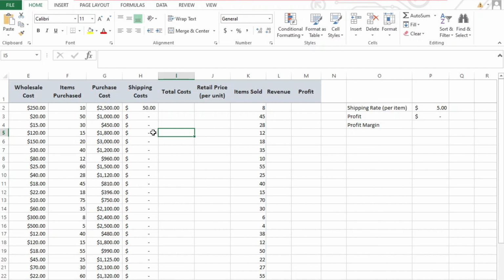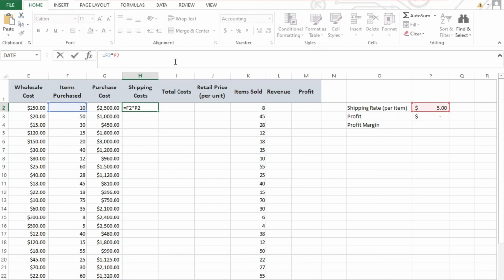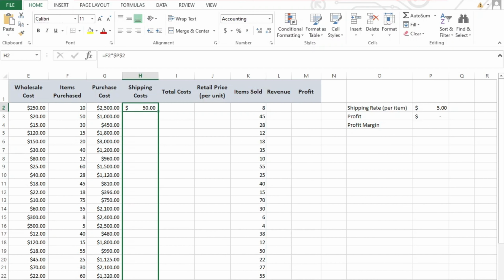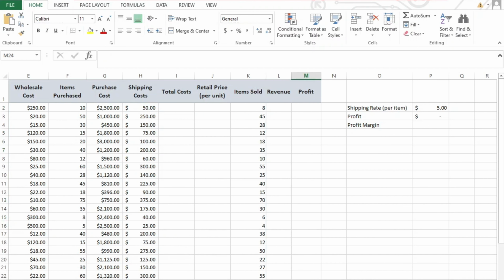To lock the reference to cell P2 when autofilling the formula, you need to use the $ sign before both the column letter and row number, like this: $P$2. This way, Excel knows to keep referencing cell P2 for the shipping rate across all rows as you autofill the formula down the column.